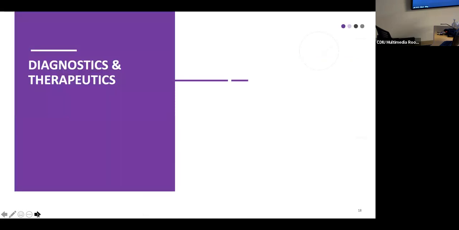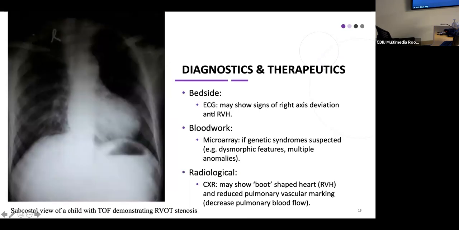So our next section is diagnostics and therapeutics. We have a few different things that we can look at to diagnose a tetralogy of Fallot. The first being simple things at the bedside, so it would be an ECG. And this may show signs of right axis deviation due to right ventricular hypertrophy.